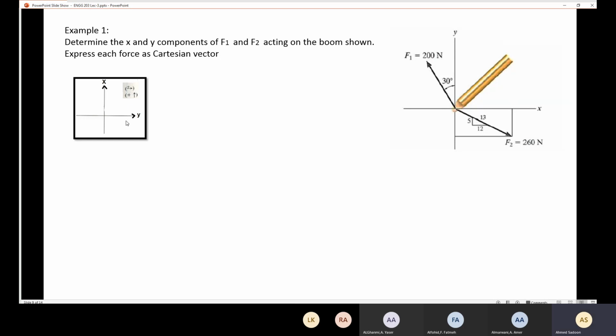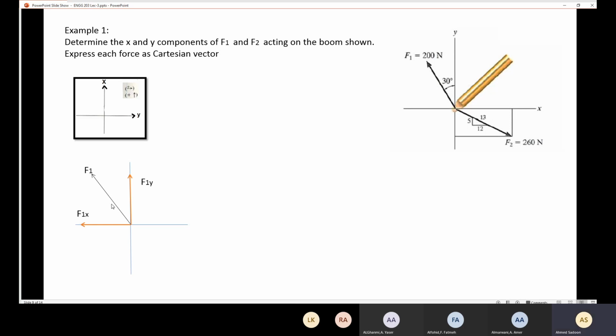First, we need to remember the x and y directions, which one is positive, which one is negative. Then draw x and draw y. First, we are going to put F1, and I need to calculate the x and y components for F1. So for F1, we are going to have F1x in this direction, and this direction is negative, so that value is going to be negative. And also we are going to have the Fy component, and this one is going to be positive.